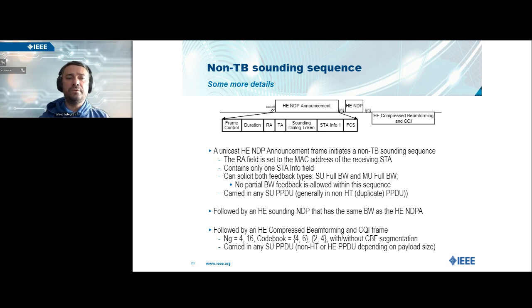And then, of course, the sequence is continued by an HE sounding NDP that has the same bandwidth as the HE NDPA. And then the CBF, which is essentially going to provide the feedback depending on the combination of the codebook, Ng, and whether CBF segmentation is used or not, depending on what the access point or the beamformer is soliciting in the sequence.